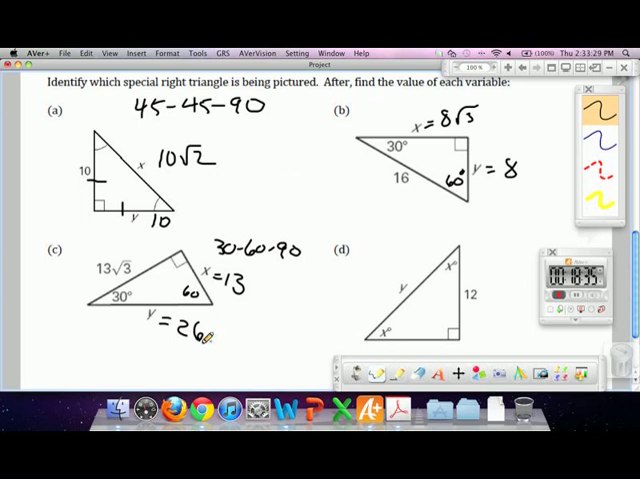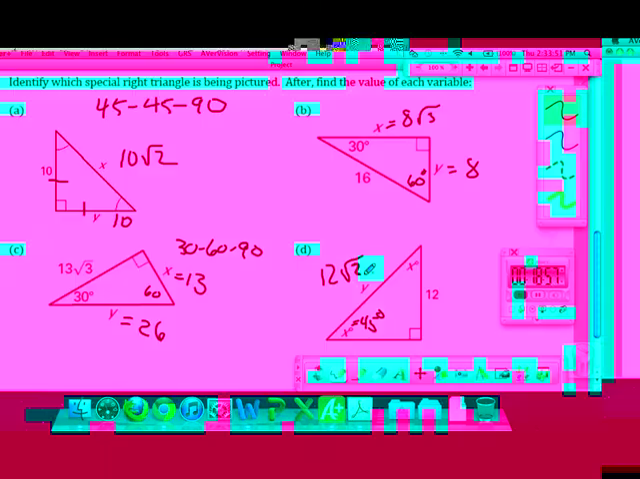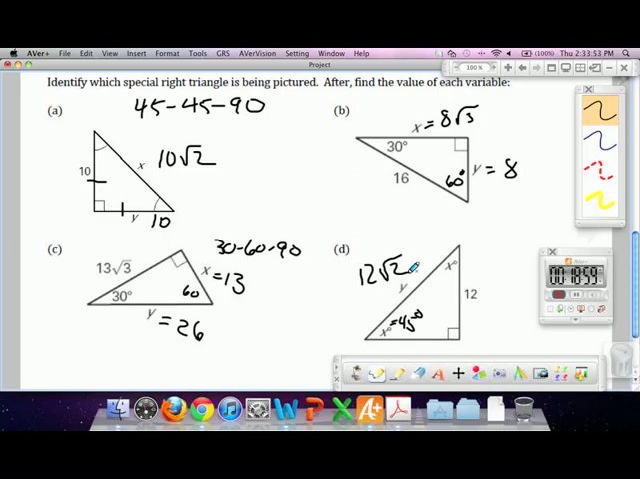Last one. What kind of triangle is this guy? Oh, the 2 angles measure the same. So x has got to be 45. And if you know the legs, how do you find the hypotenuse? So 45, 45, 90? It's times square root of 2. Leg times the square root of 2. So y is 12 roots of 2.